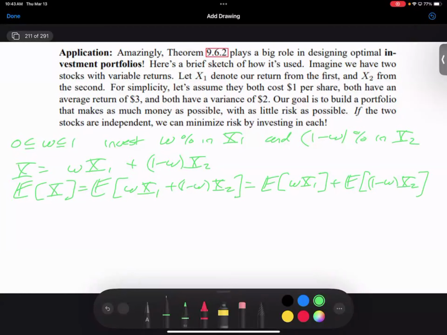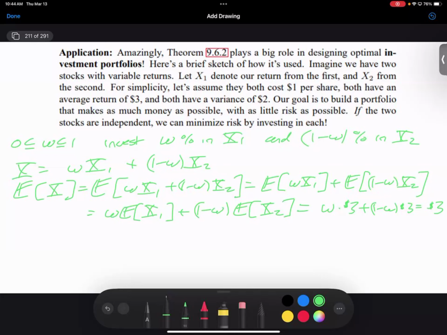W times the expected value of X1 because it's constant. So this would then just be W times the expected value of X1 plus (1 minus W) times the expected value of X2, which is just W times, what did I say it was, $3, plus (1 minus W) times $3, which equals $3. The expected value is $3, but my profit would be then $2.